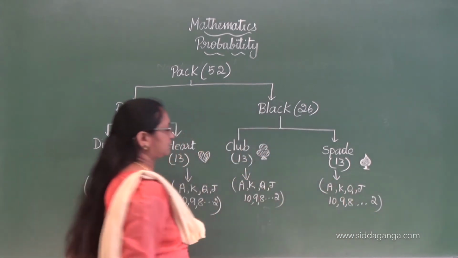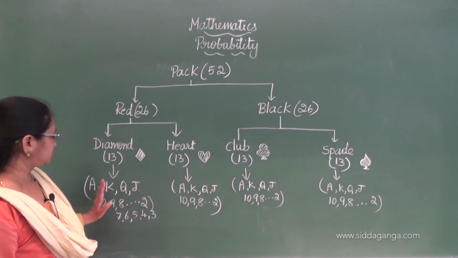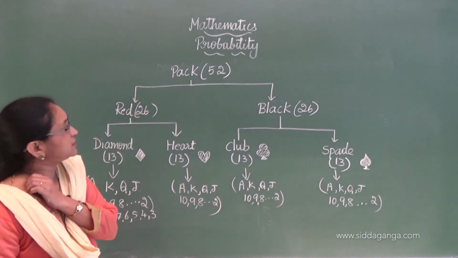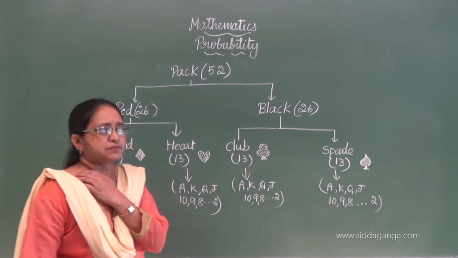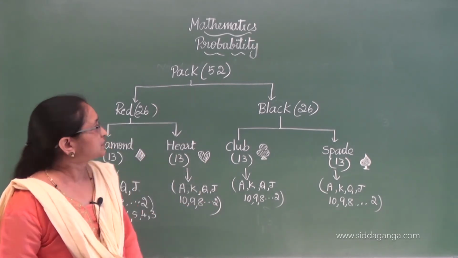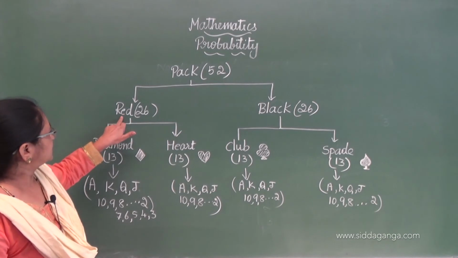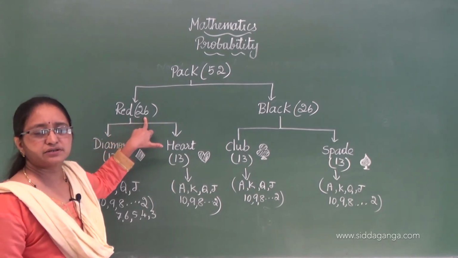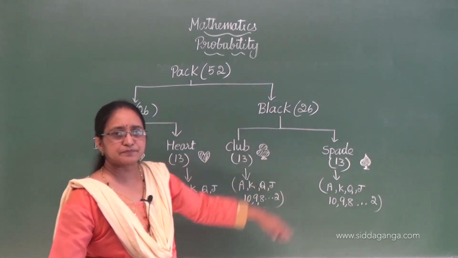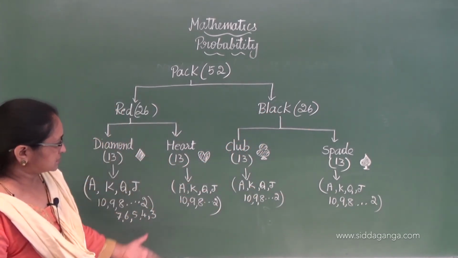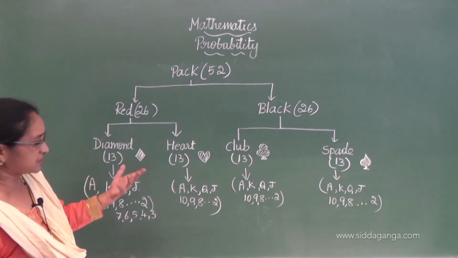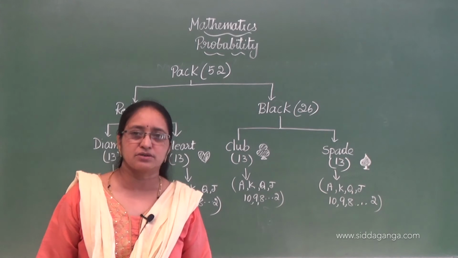So here also we have 13 cards. So 13, 13, 13, 13. With this flow chart, I think you can answer any questions related to playing cards. See, if they ask how many red cards are there? 26 red cards. Black cards, 26. Now we can get the probability, you can ask, when the questions are there in your textbook.